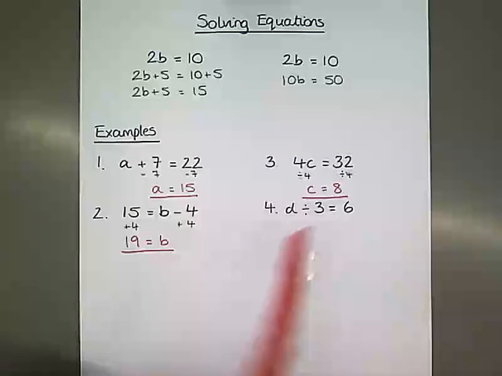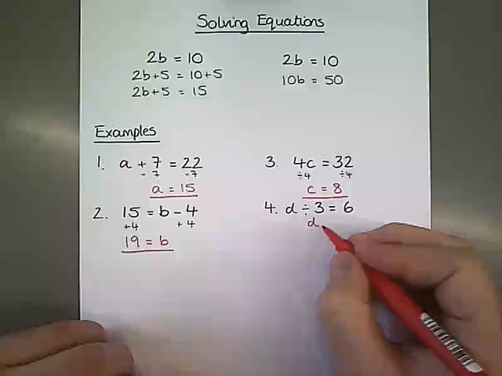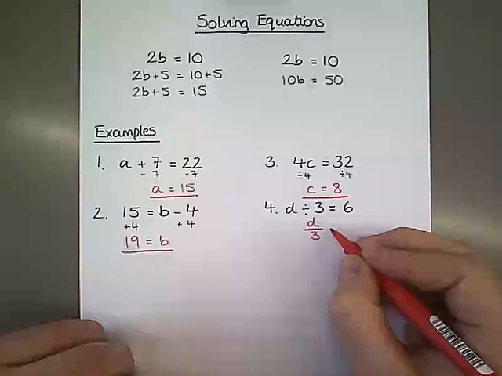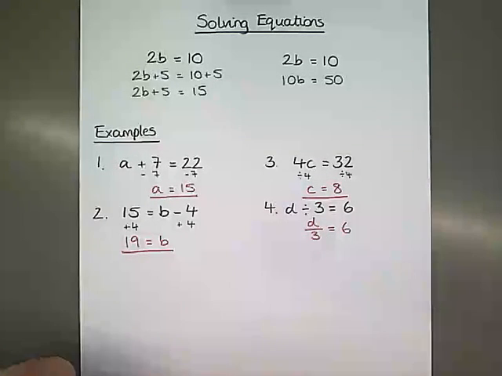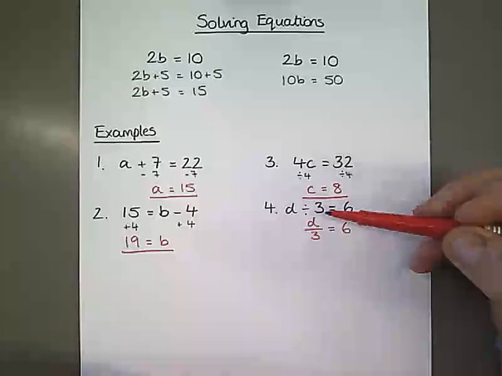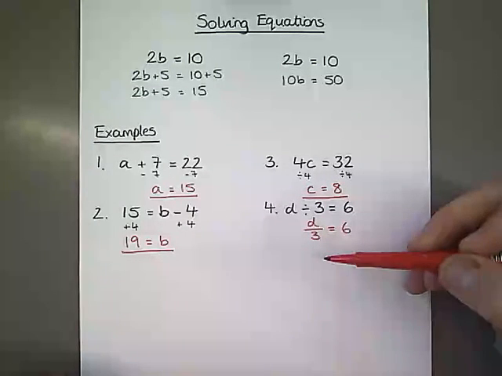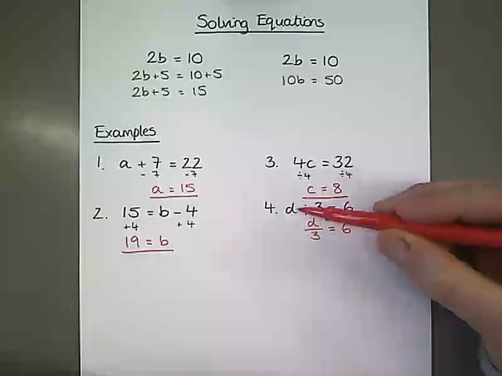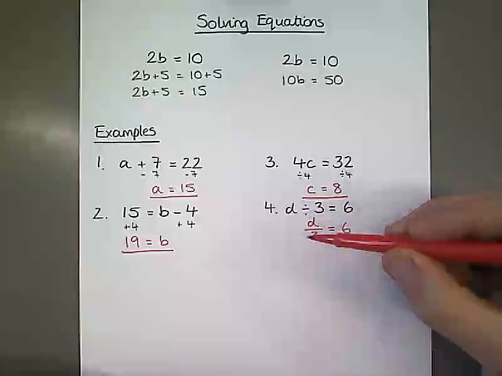Okay, now question 4 says d divided by 3 equals 6. Now we might see it written like that. You could also see it written like that, where they use a fraction. That still means divide. This means d divided by 3. Okay, so these two equations mean exactly the same.